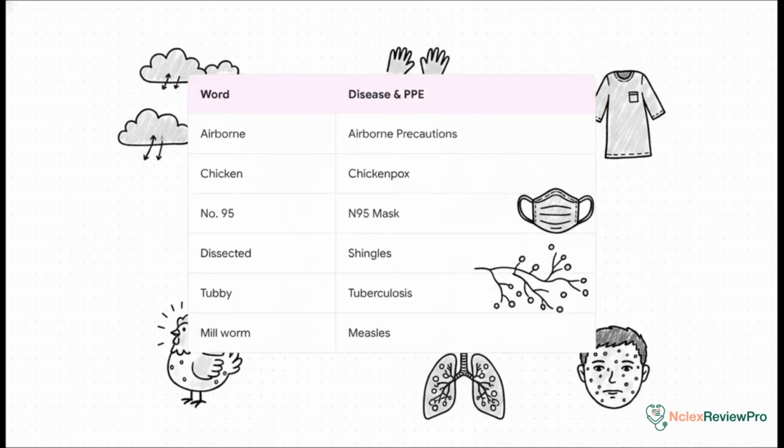So let's actually decode that. Airborne obviously tells you the precaution type. Chicken is for chickenpox. Number 95, and this is absolutely crucial, is your reminder that you must wear an N95 mask at all times. Dissected her stands for disseminated herpes zoster, or shingles. Tubby is tuberculosis, and mealworm is measles. Actually, quick side note here, chickenpox and disseminated herpes zoster also require contact precautions, so you'll be throwing on a gown and gloves with that N95.